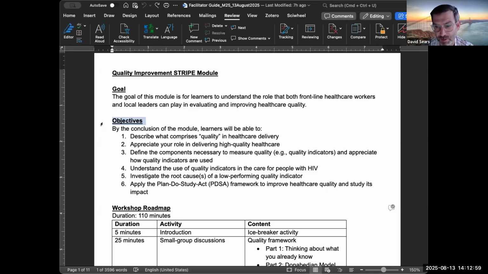Number 5, learning some basics about how to investigate the root cause or causes of a low performing quality indicator. So maybe there's an area of clinical care that is not of high quality. How can we figure out what the reason is? And then learning at least one framework for trying to improve quality, which is number 6 here. And that's applying the Plan, Do, Study, Act, or PDSA framework to improve healthcare quality and study its impact. Some of these concepts have been introduced at times throughout the modules, but really the quality improvement module does not assume that anybody has done any particular prior STRIPE training.